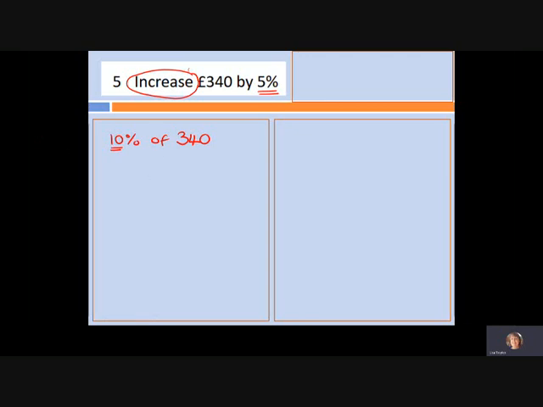Okay, so if we're working out 10% of 340, we can simply do 340 divided by 10, and that gives you 34. Okay, divided means move the decimal that way. 10 means that you're moving it just once, hence the 34. Some of you might just see that answer in your head, and that's fine. So 10% equals 34.